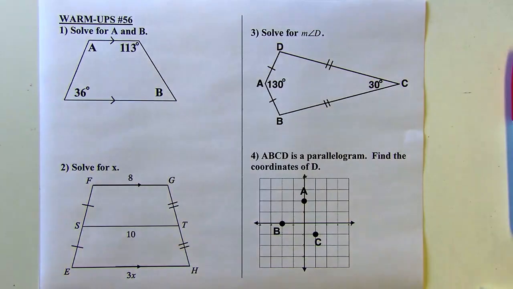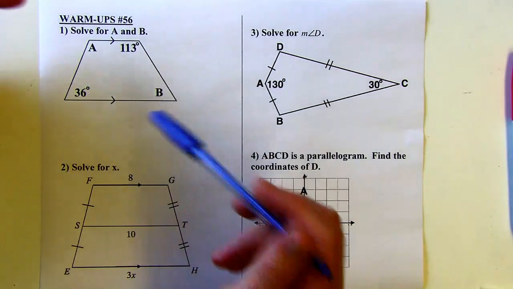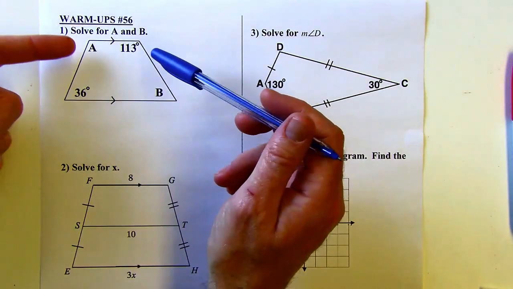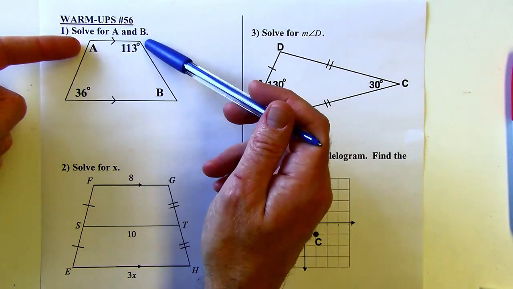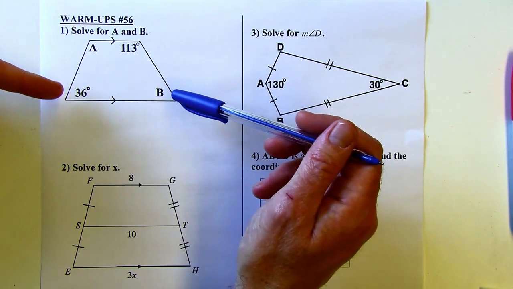Okay, here's warm-up number 56. So on this first problem, we've got a trapezoid, and a very common incorrect answer that I get is people would say, oh, A is going to be 113. Those are both obtuse angles, and B is going to be 36. Those are both acute angles.